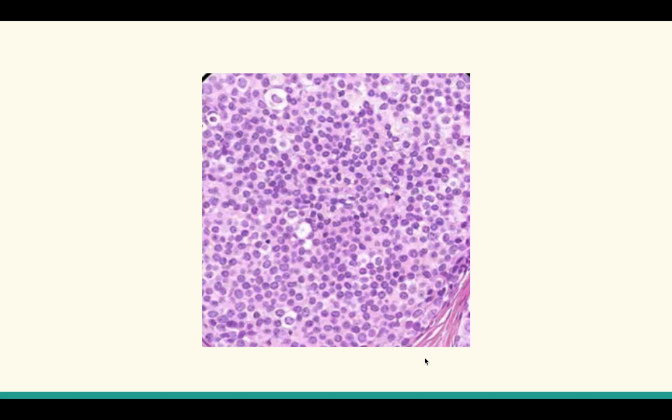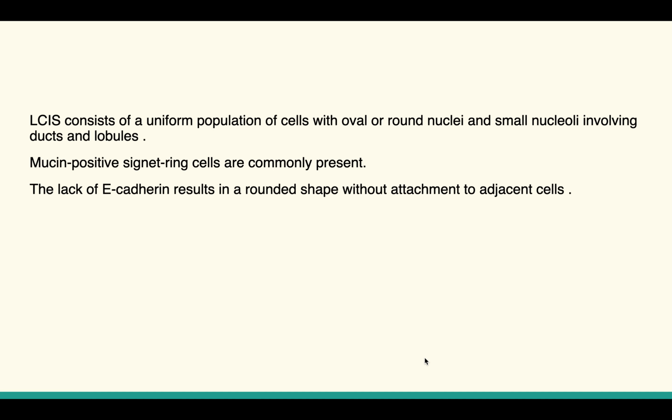Here you can see one more thing about the cells: they are very round. In the morphology, the cells are very uniform and round, because E-cadherin has been lost, therefore they get a rounded shape. So in lobular carcinoma in situ, you will have a uniform population of cells with round nuclei and very small nucleoli. This is one appearance. The second appearance is that signet ring cells can also be seen in lobular carcinoma. We will see signet ring cells in the later part of the video also. The nucleus is pushed to the periphery.